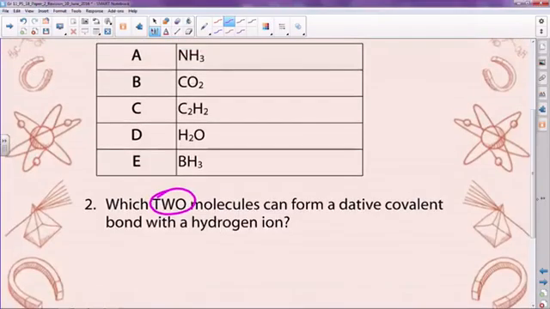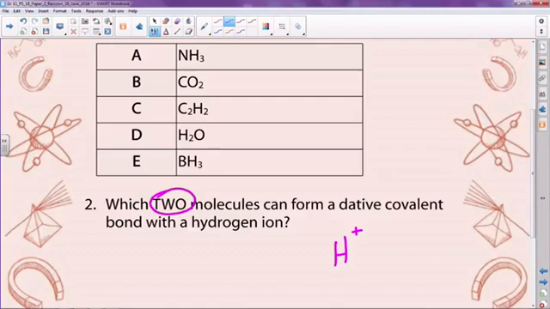Okay, everyone, time up. That's your minute done. Can you remember what a dative covalent bond is? It says here specifically with a hydrogen ion, so it is going to be H+. What do we know about H+? It has got one proton. There's no electrons, so its orbitals are empty.